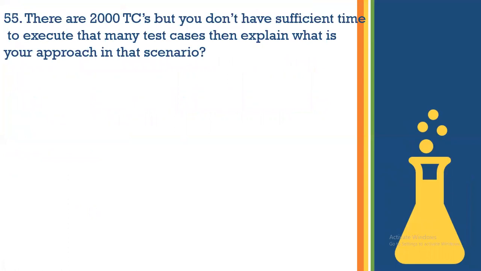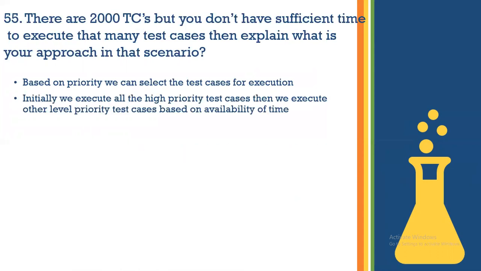There are 2000 test cases, but we don't have sufficient time to execute that many test cases. Then explain what is your approach in that scenario. Earlier we discussed priority. Based on priority, we can select the test cases for execution. Initially, we execute all the high priority test cases. Then we execute other level priority test cases based on availability of time.